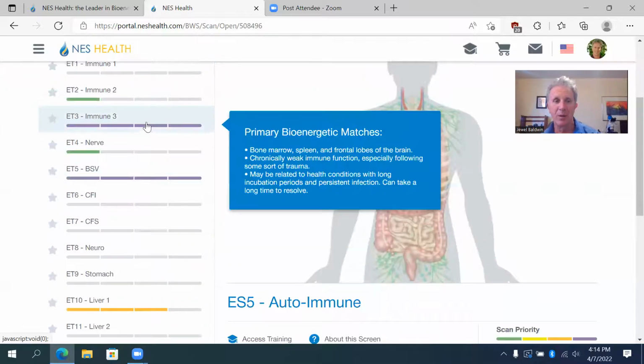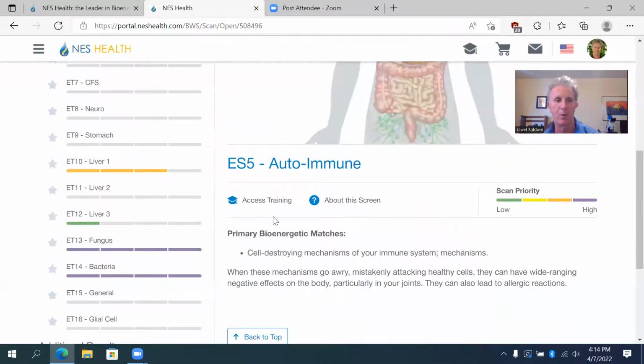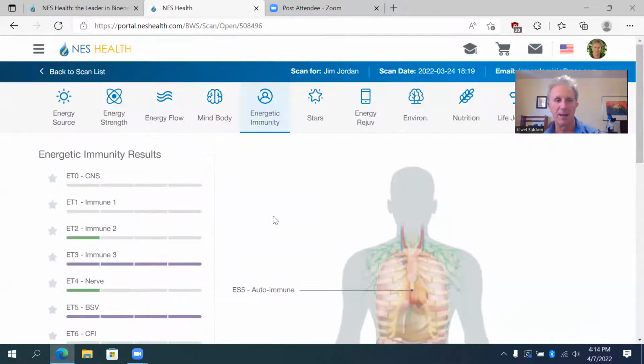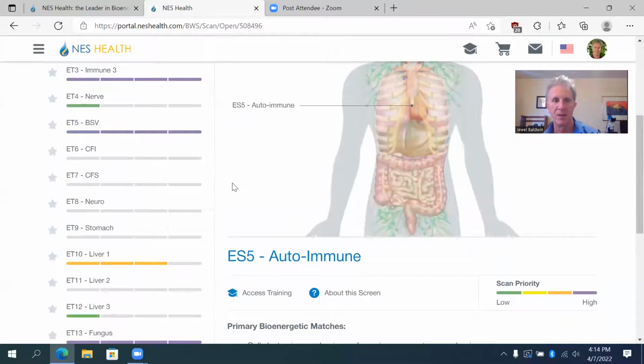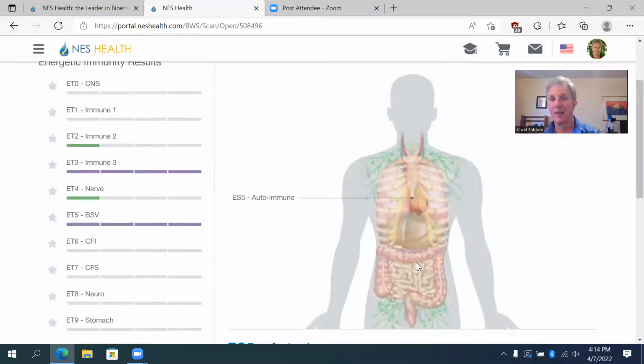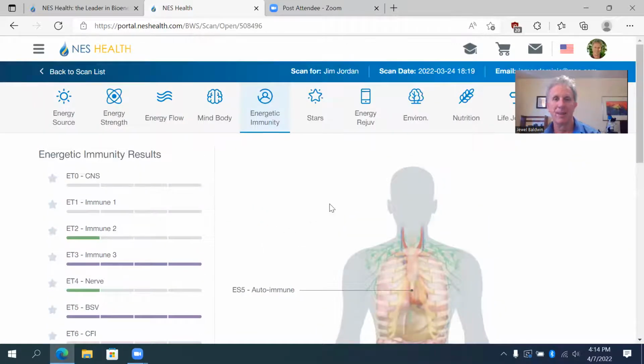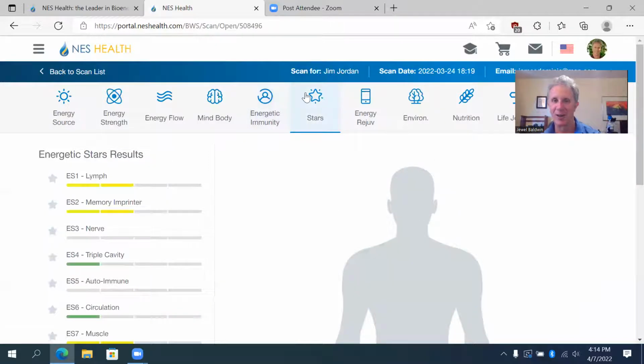So in my case, there were four purple terrains that came up, and I took 2 remedies. 2 of these came up as high priorities, and that's my current program. I'm winding down on it. I've got maybe another week left, I'd say, in the program. So let's go on to the next screen, which is energetic stars.